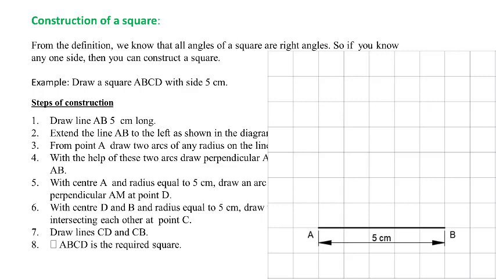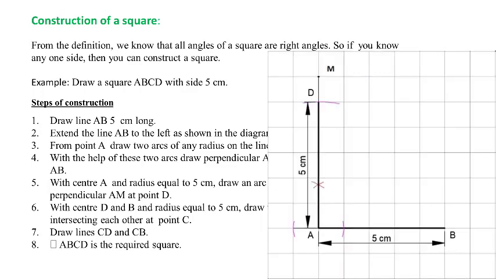Second step, extend the line AB to the left as shown in the diagram. Third step, from point A, draw two arcs of any radius on the line AB. Fourth step, with the help of these two arcs, draw perpendicular AM on the line AB. Here, you are using your compass to draw the perpendicular. Fifth step, with center A and radius equal to 5 cm, draw an arc intersecting perpendicular AM at point D.